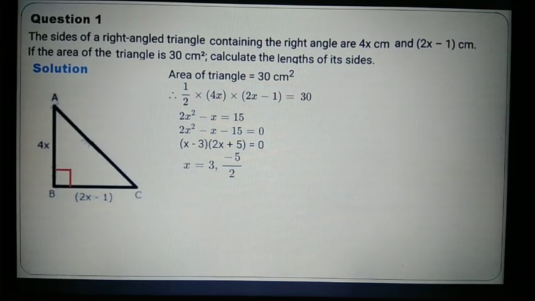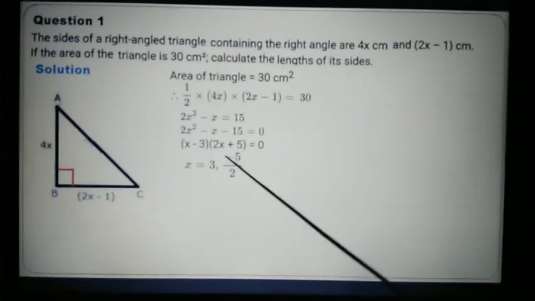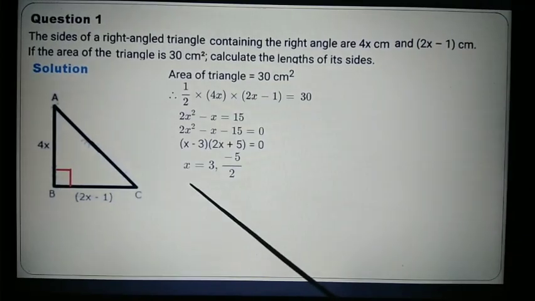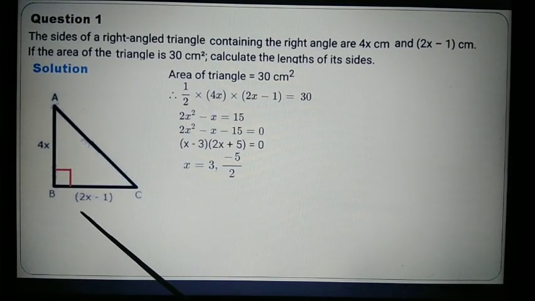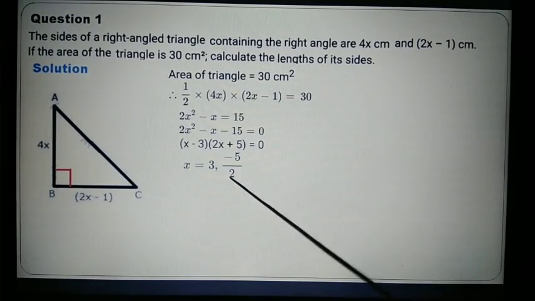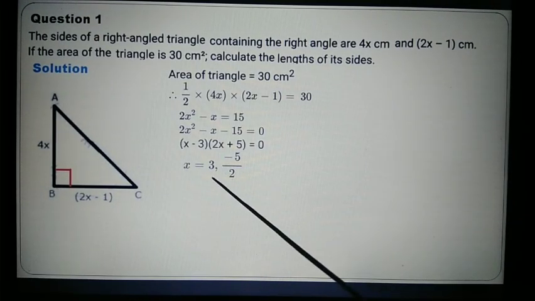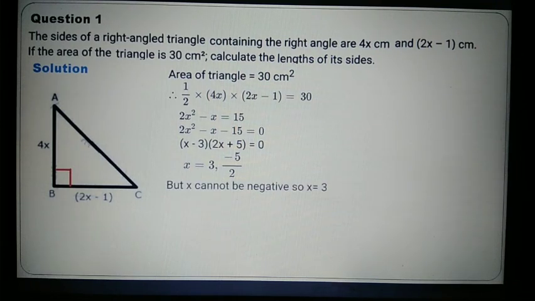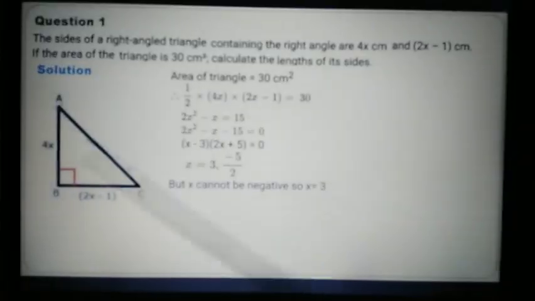5 by 2. Okay, now obviously I cannot take the negative answer because x gives me the length, right? So we cannot use the value to be minus 5 by 2, then obviously the value for x will be 3. Okay, so x cannot be negative, so that's why x is 3. So let us put the values of x here. Now therefore my AB is going to be 4x, that is 4 into 3.